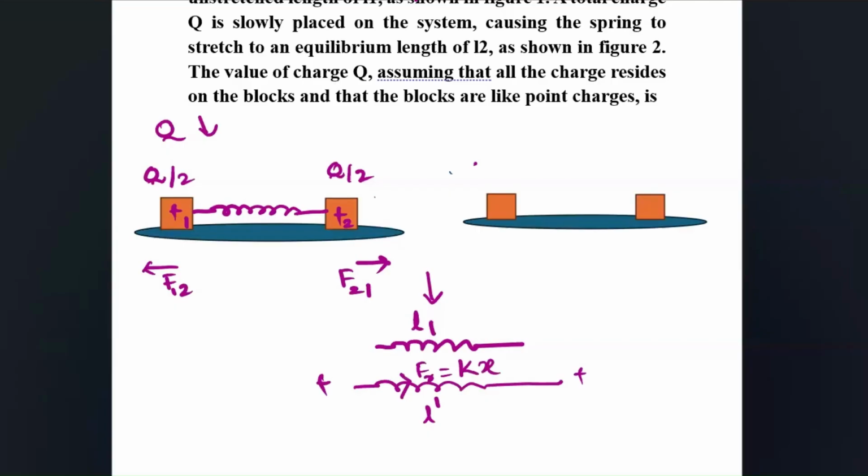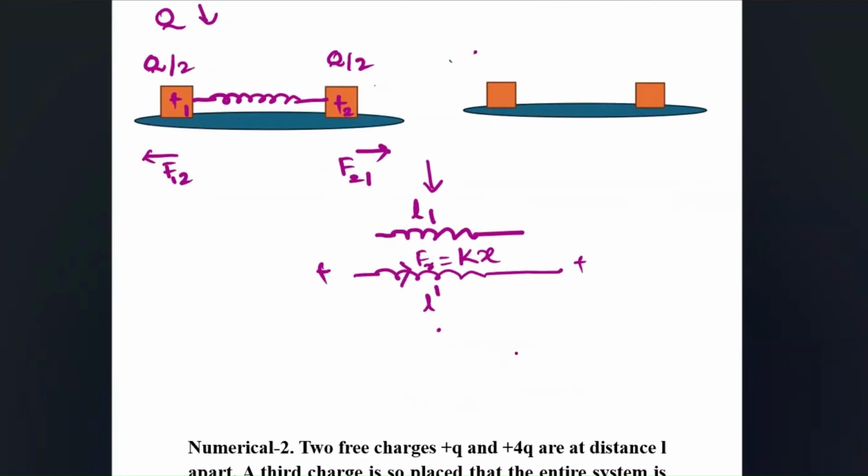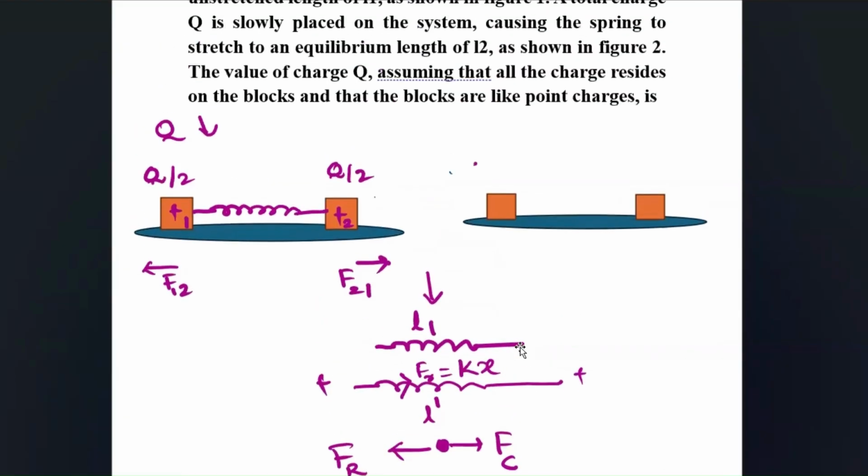What is the formula? F equals kx. I am taking the magnitude, not taking the minus. If you take it as a vector, it is minus kx. Only the magnitude I am taking and mentioning it is in the opposite direction, so no need to take minus. So the restoring force that acts in the spring is F equal to kx. How many forces are acting now? At any point on the spring, one is the electrostatic, Coulombic force, and the other is the restoring force developed in the spring. Mutually they act in opposite directions. After some time, an equilibrium state is obtained. That equilibrium length is given as L2.